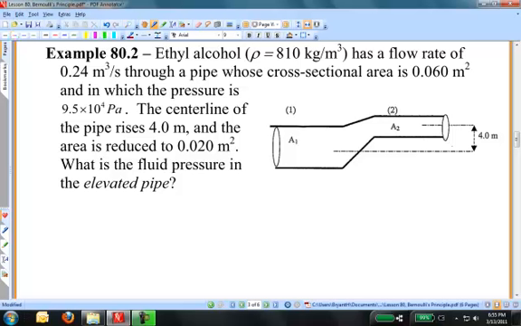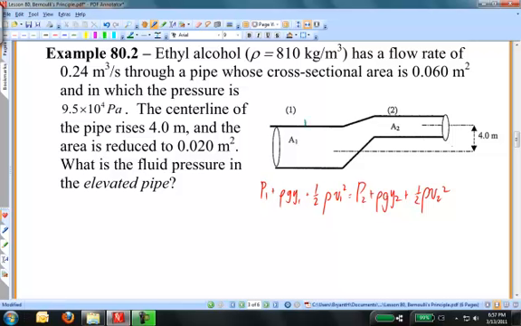Now, why your authors chose ethyl alcohol as the fluid of interest is not clear to me. Maybe this is in some distillery somewhere where they're pumping around various distilled liquors that need to be bottled, but that's beside the point. We can still solve this equation using Bernoulli's principle.